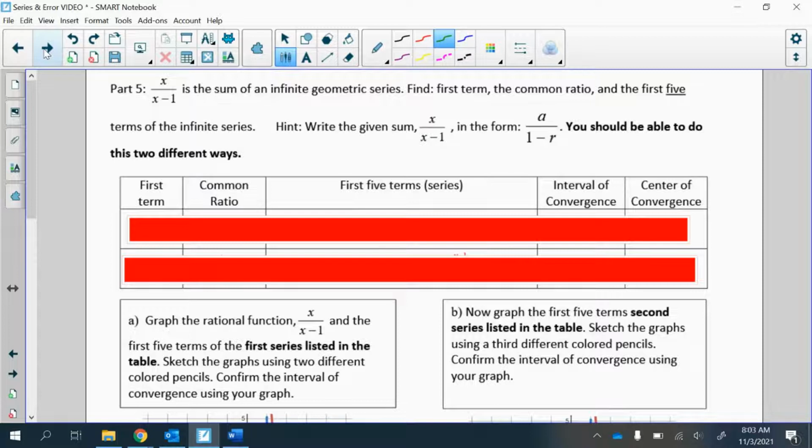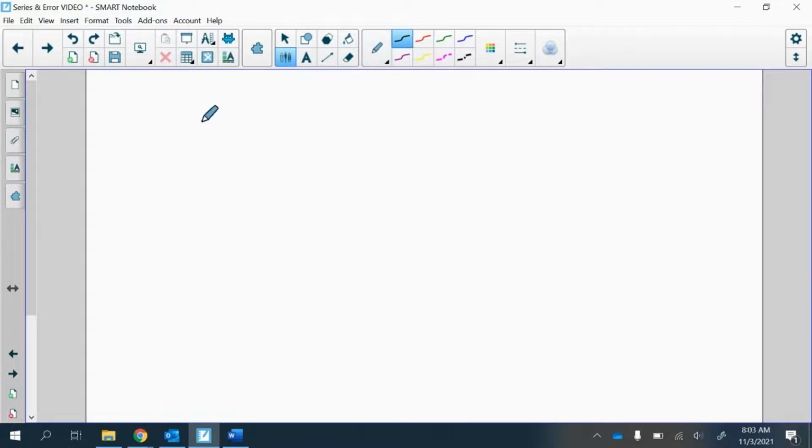So now this is the sum of an infinite geometric series. We're going to find the first term, common ratio, and first 5 terms of the infinite series. But notice that this isn't written in this form. So what I can do is rewrite this in a form that I like. I'm going to do this in 2 different ways, like the directions say. So if I have x over x minus 1, the first way I'm going to do this is I'm going to factor a negative out of the bottom.